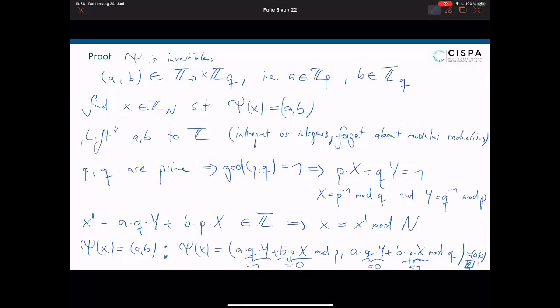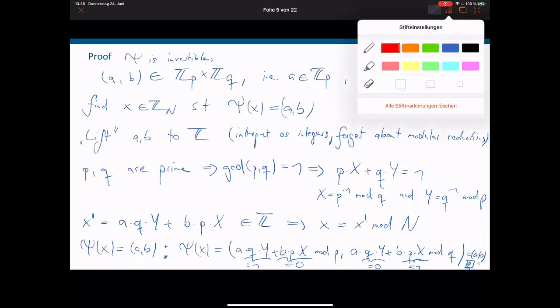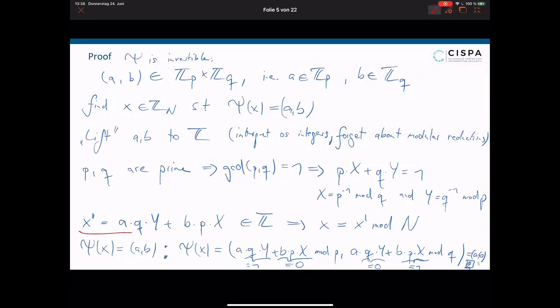I've told you actually how to invert this homomorphism. I haven't just told you it's possible to invert it. No, I've actually shown you a simple formula for how to invert, right? So first find X and Y such that P times X plus Q times Y equals 1. And then this is how you actually invert it.